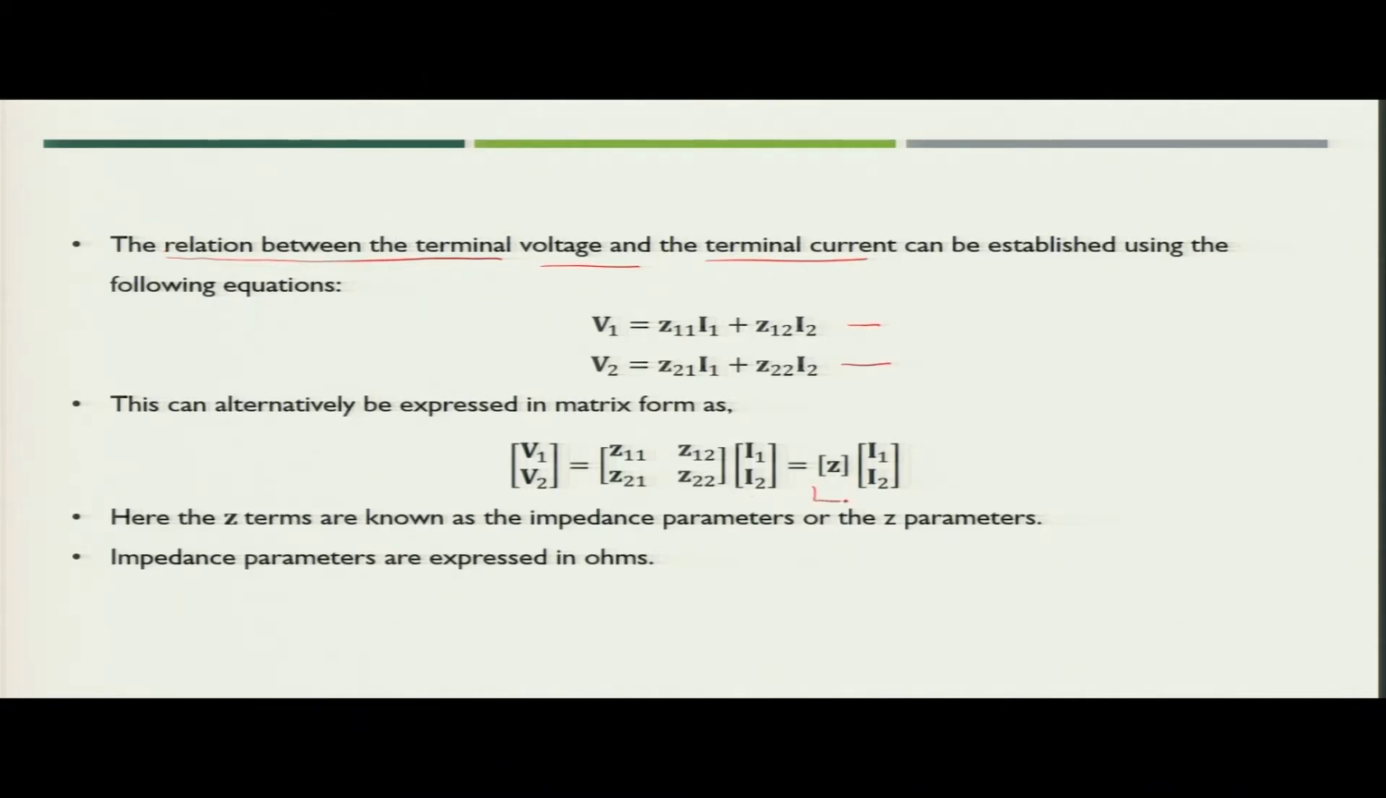So, what will we write? We can write in short form as the Z matrix and the current vector. What you see, the matrix in terms of Z, is called the impedance parameters, or you can also say the Z parameters. Since Z is an impedance parameter, it will be represented in ohms.